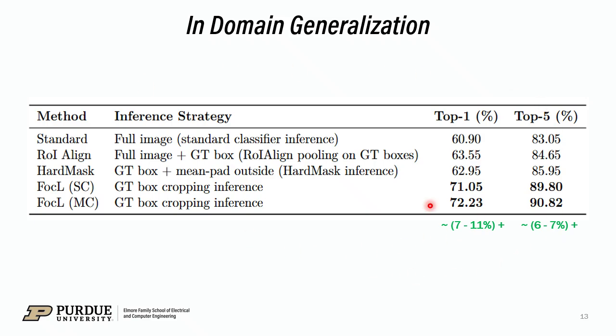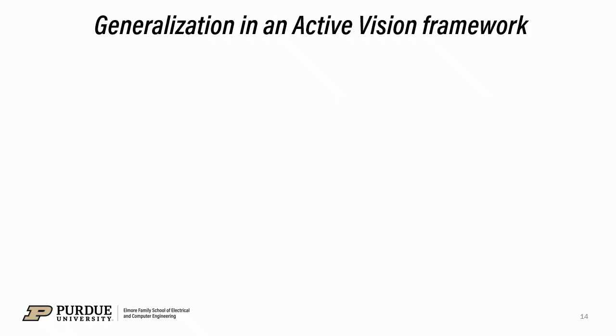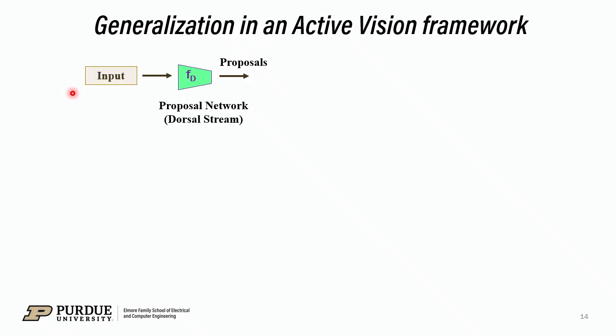In the next couple of slides, we show how these learned features are transferred to cross-domain data sets like ImageNet v2 and COCO. Before we get into the results, I want to quickly recap the active vision framework and how we use it for inference here. You take the input, you pass it through your proposal network, which proposes a bunch of bounding boxes on the image, depending on how many objects are there.